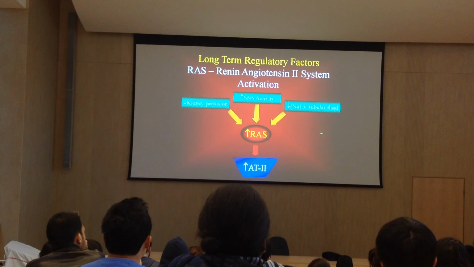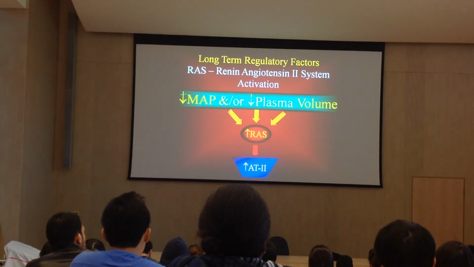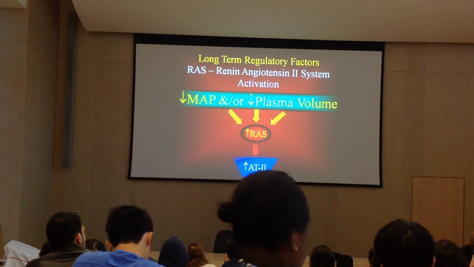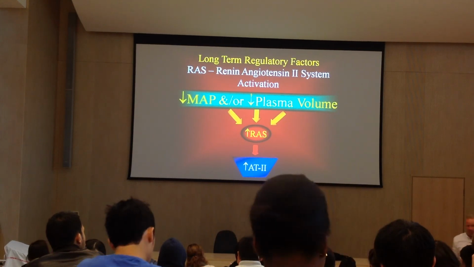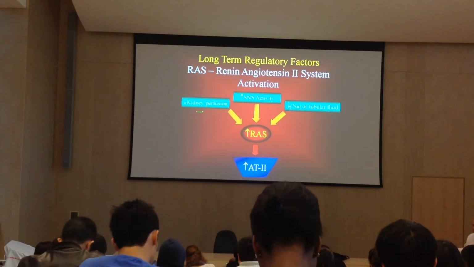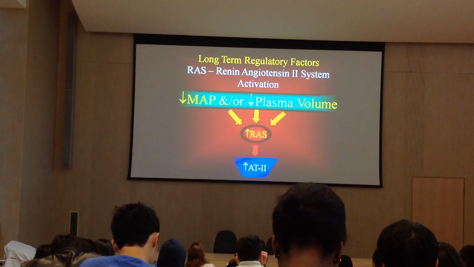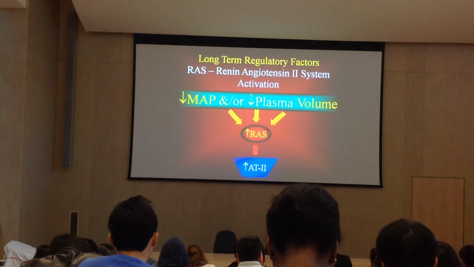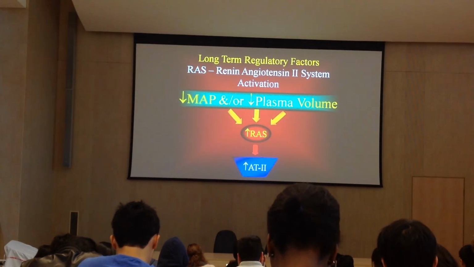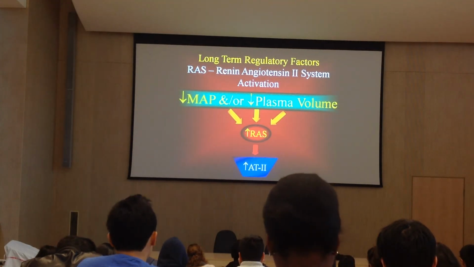But if you just think about it, when can we see these simultaneously occur? We see them when we have decreased plasma volume. Let's say you are dehydrated, you are bleeding, and or you have a decrease of the mean arterial pressure, because we know if the mean arterial pressure is decreased, we should have an increased sympathetic activity to increase the mean arterial pressure. So any of these three can be seen when the plasma volume is decreasing and or the mean arterial pressure is decreasing.